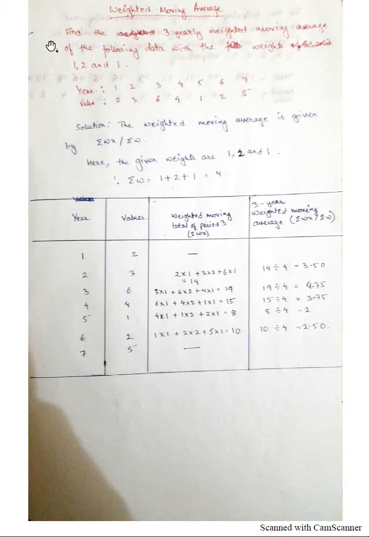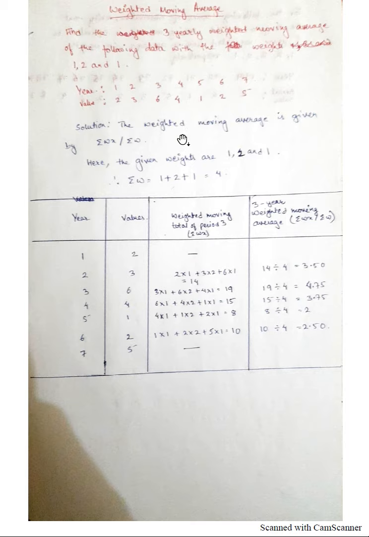So we are given three weights, 1, 2 and 1. Keep in mind, if you are dealing with 3-year moving average, you will be given 3 weights. If you are dealing with 5-year moving average, you will be given 5 weights, and so on and so forth. So here you are given 1, 2, 3, 4, 5, 6 and 7, and you are given values 2, 3, 6, 4, 1, 2 and 5.